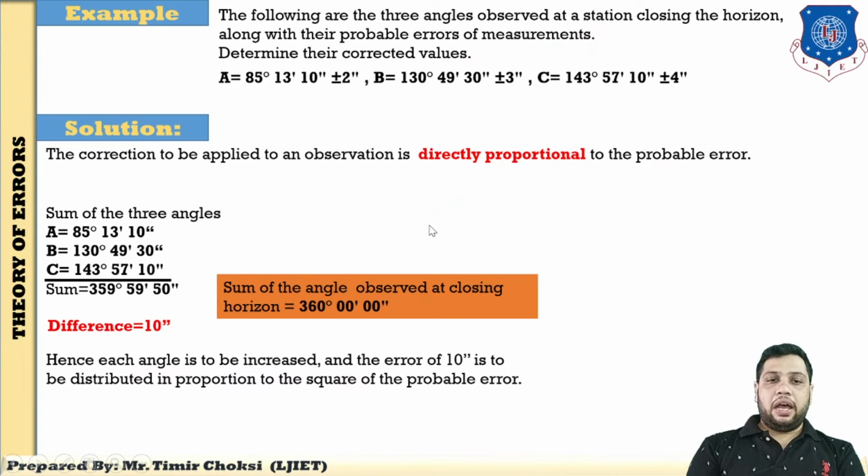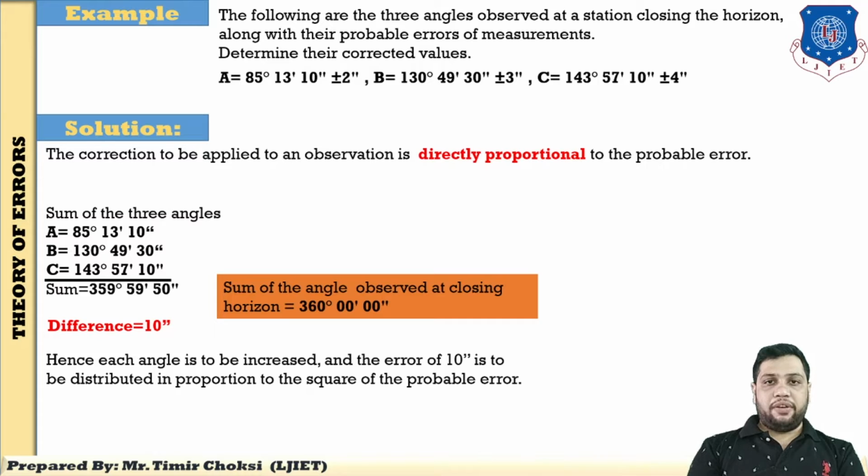First, I have taken an example of distribution of error in a field measurement. The first example: the following are the 3 angles observed at a station closing the horizon, along with their probable errors of measurement. Determine the corrected values. Here the data is given: angles A, B and C with the probable errors.